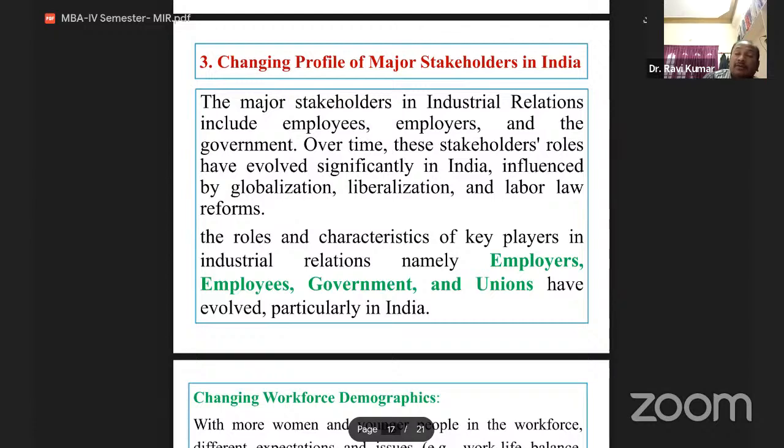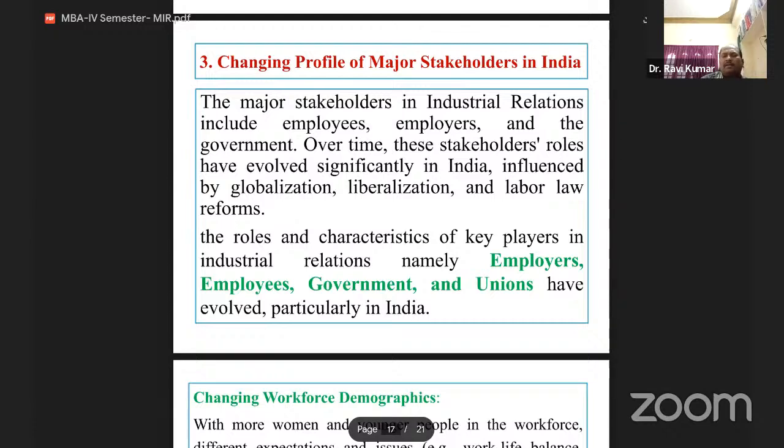The relations are going to be framed or maintained between the employees, employers, and the government. Over time, these stakeholders' roles have evolved significantly in India, influenced by globalization, liberalization, and labor law reforms. So the roles and characteristics of key players in industrial relations have evolved, particularly in India. Employers means the management of the company. They invest in or establish the companies or organizations. And employees, depending upon their educational qualification, experience, gender, and skills, get the jobs that the management provides.